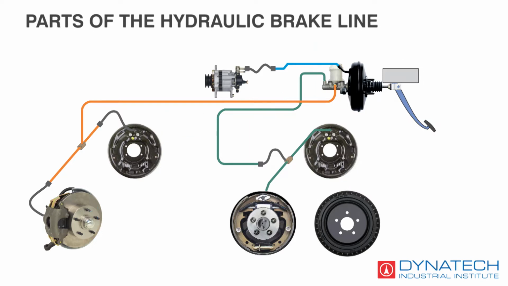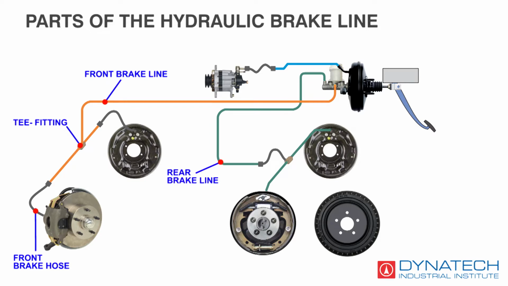Parts of the hydraulic brake line: front brake hose, T-fitting, front brake line, rear brake line, rear brake hose, rear T-fitting, and brake pedal.